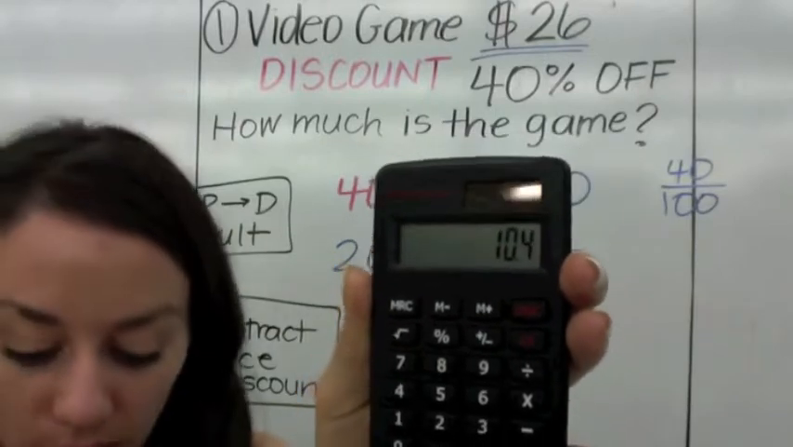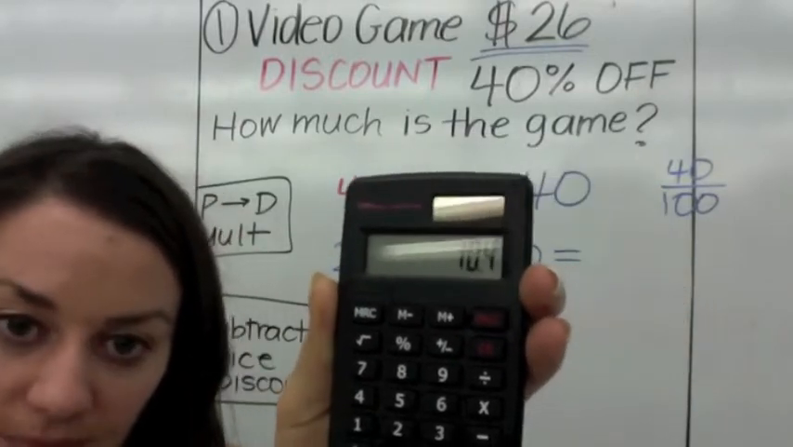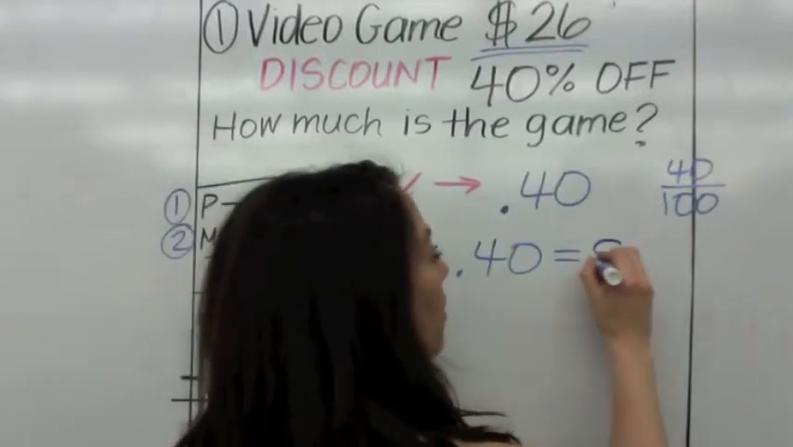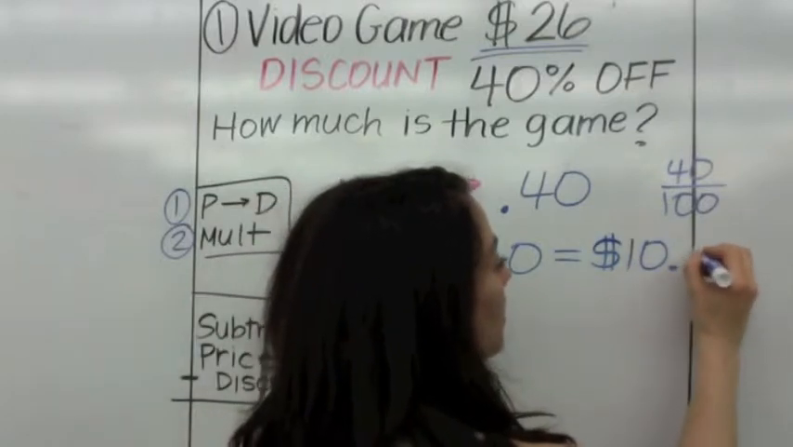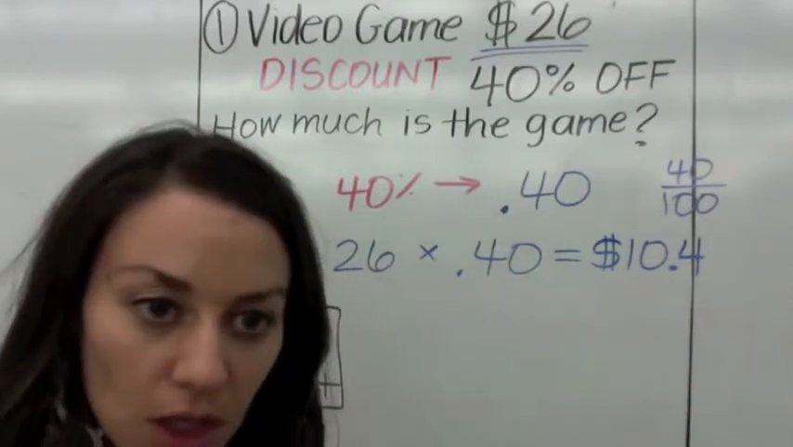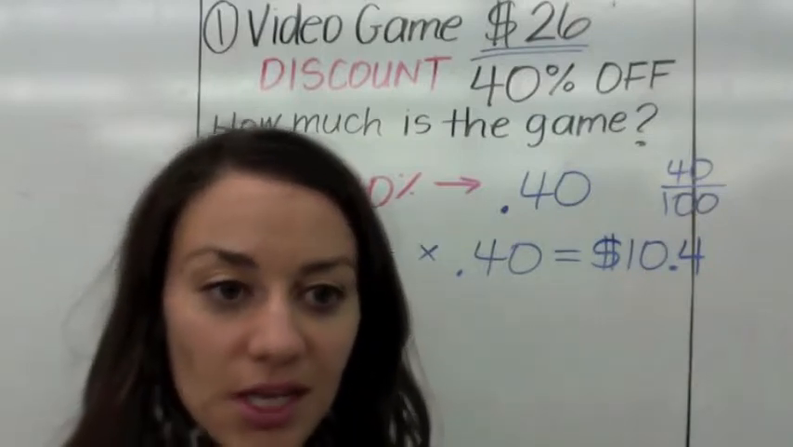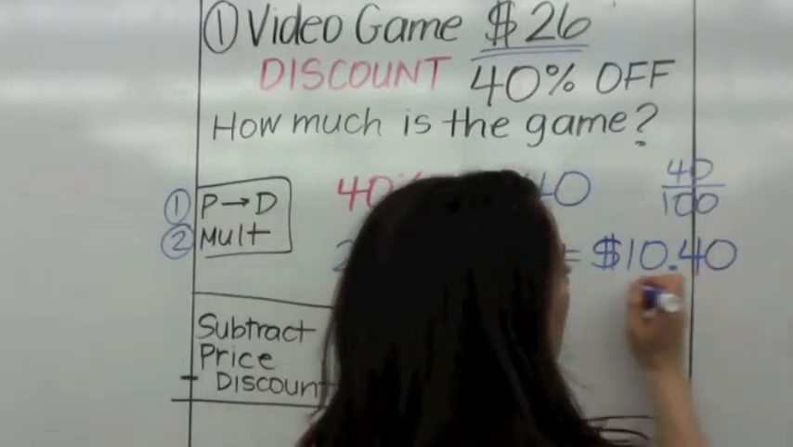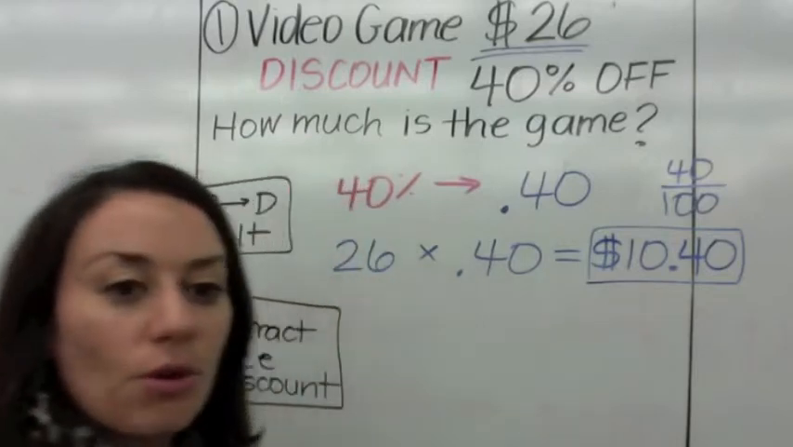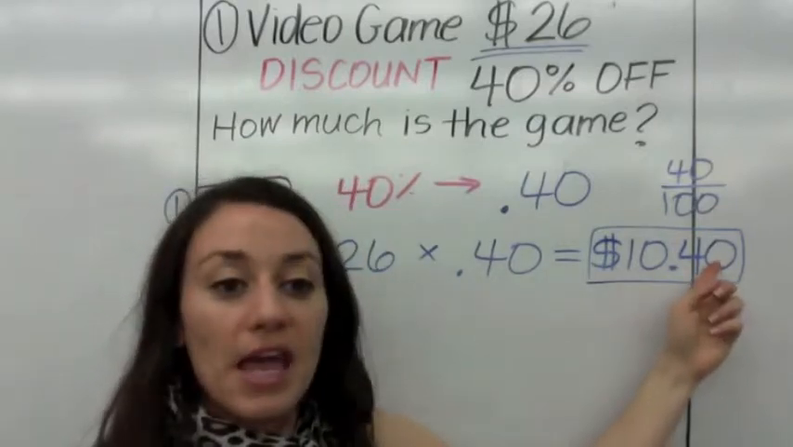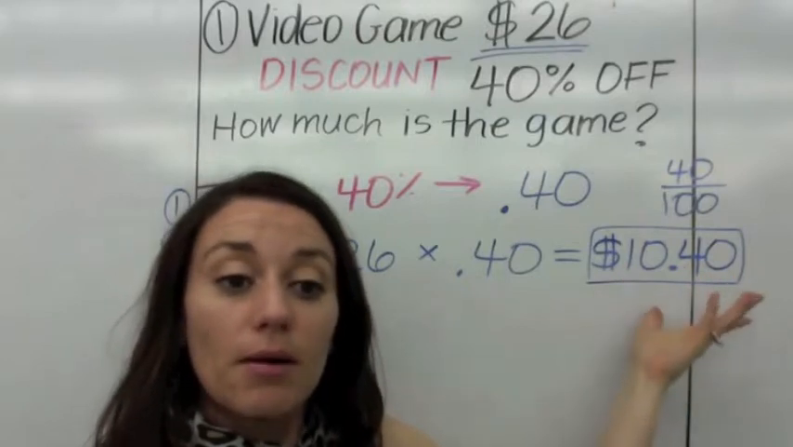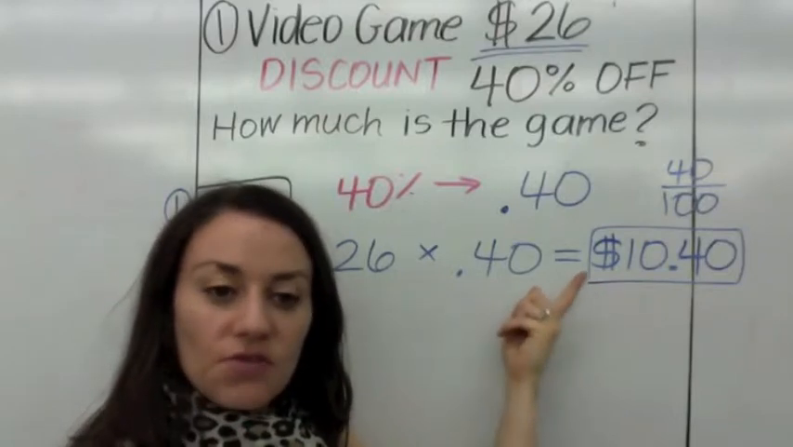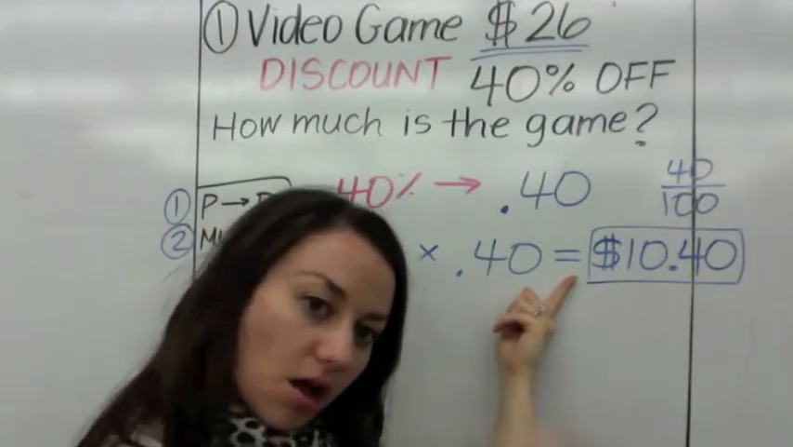That is 10.4. Now, a lot of people get confused with 10.4. They don't know what that means. If you're talking about money and you see something like this, 10.4, this is not talking about $10.04, because this is in the tenths place. You need to put a zero here and realize you're talking about $10.40. So always put a zero at the end to make it hundredths so that you get your change. $10.40, that's the discount.